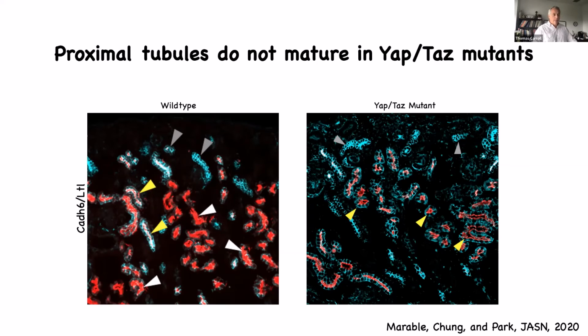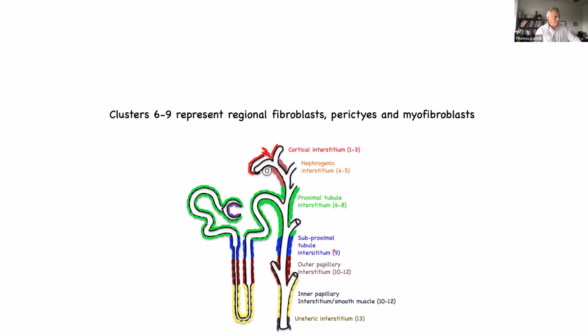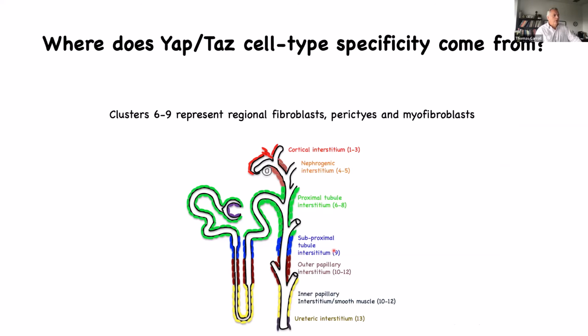Now, whether this is because we've lost one of the fibroblast populations, or it's an indirect effect of defects in peritubular capillaries, we don't actually know. That's something we're looking into. So YAP and TAZ, I've told you, are active in populations 6 through 9, which represent these regional fibroblasts, pericytes, and myofibroblasts. And YAP and TAZ are necessary for the specification and differentiation of all 3 of those different stromal cell types. And then they have these indirect effects on the adjacent epithelium and endothelium.